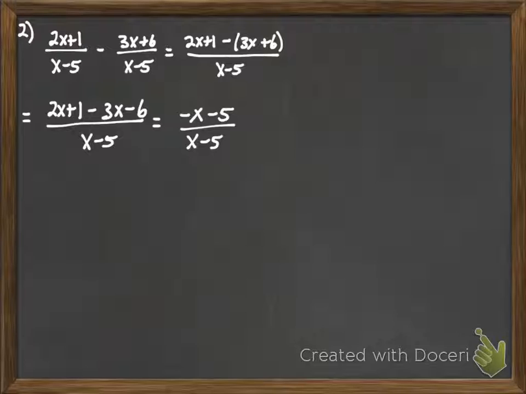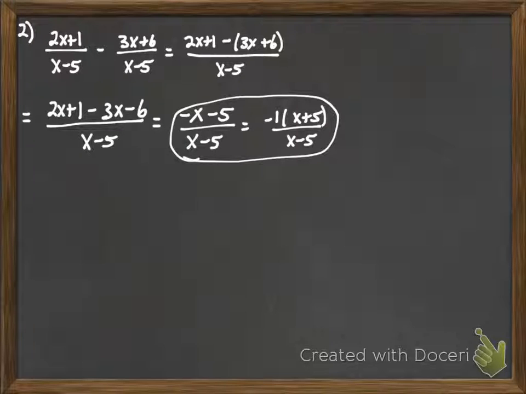So now we have something that looks very similar in both top and bottom. Negative x minus 5 over x minus 5. Remember, if they look like they're kind of similar, you may want to try to factor out a negative to see if they're the same. Now taking a negative out of the top leaves us with negative 1 times x plus 5 over x minus 5. They're not the same. And so actually either one of those two answers would have been perfectly fine. You could have left it as negative x minus 5 over x minus 5. Or you can leave it after you factor out the negative. Either one's fine, they're both correct.